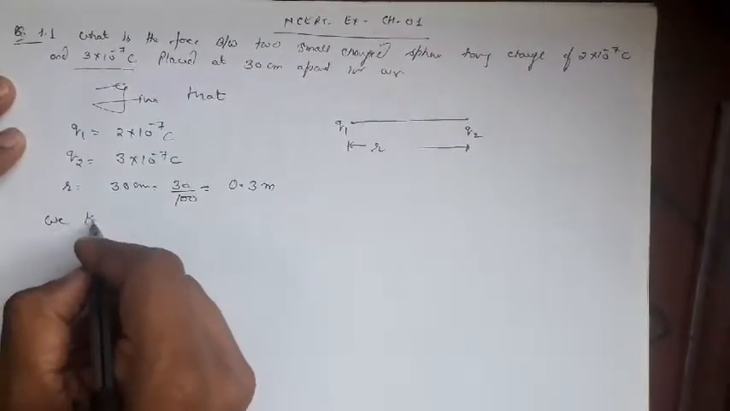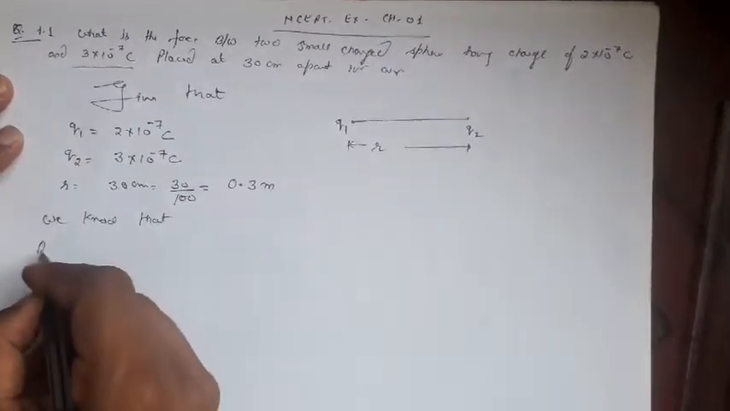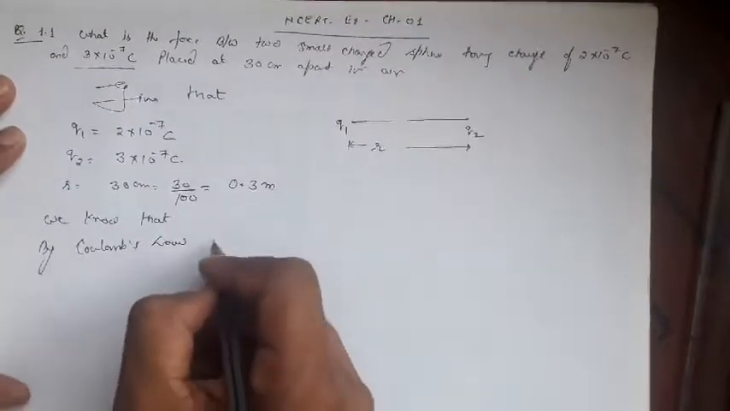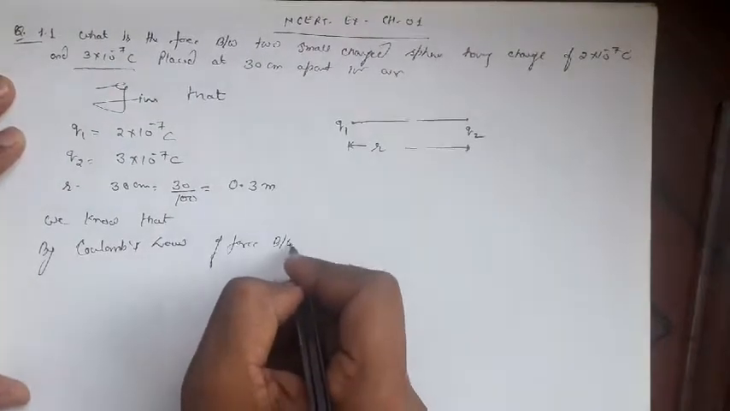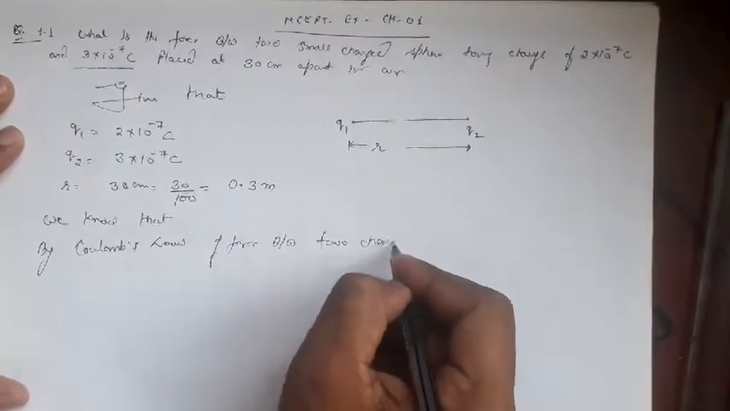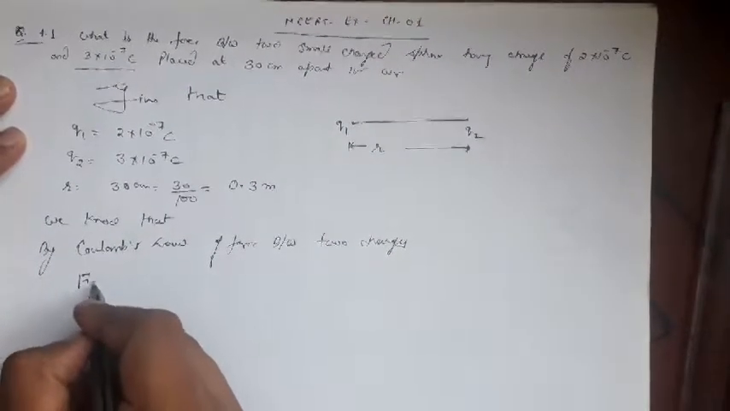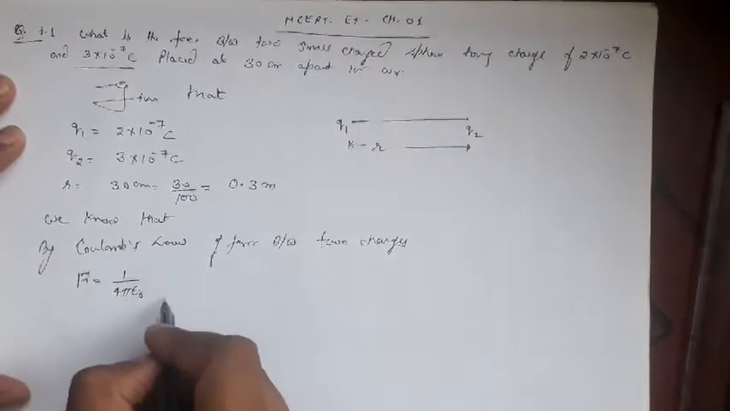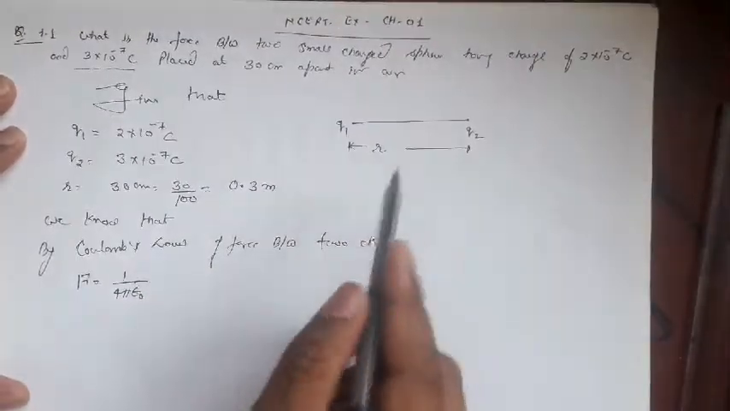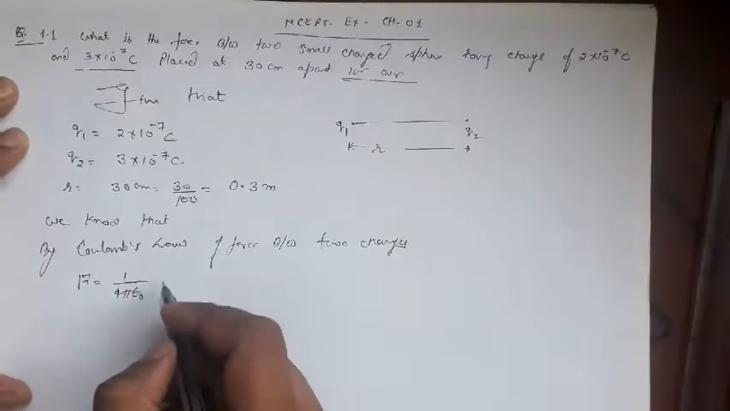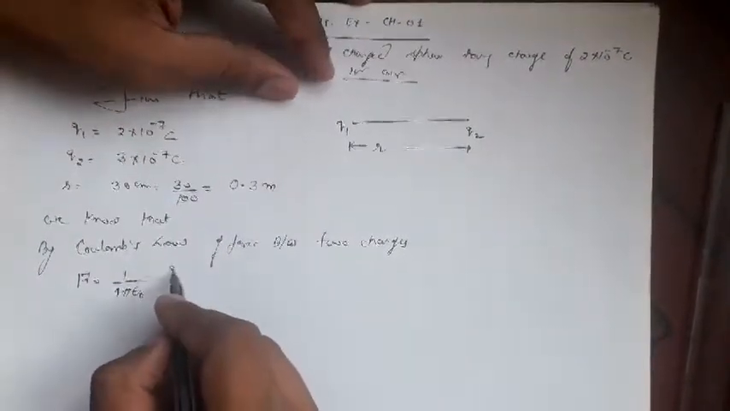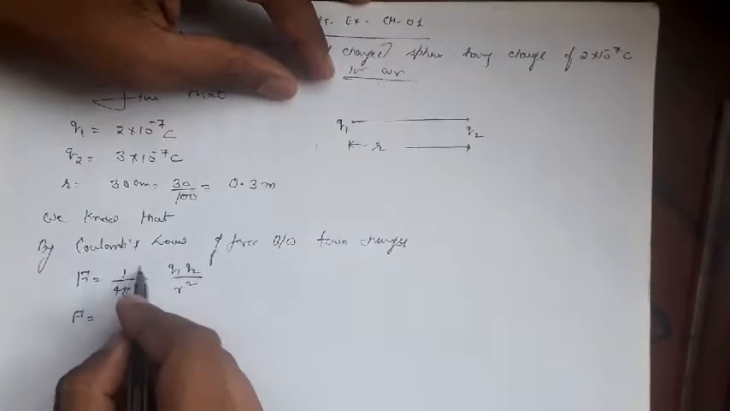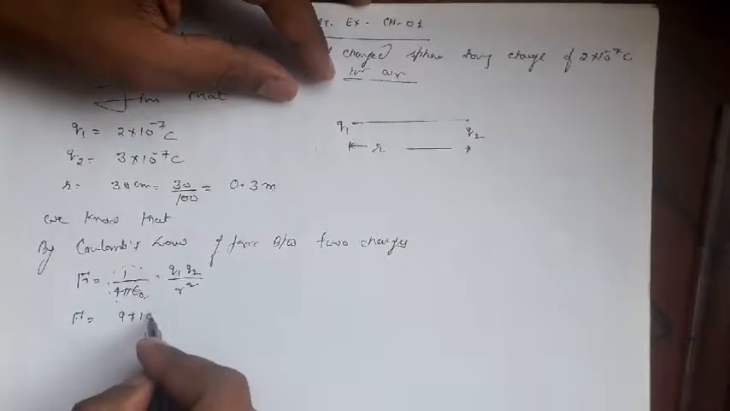We know that by Coulomb's law of force between two charges, F is equal to 1 upon 4 pi epsilon naught, the permittivity of free space or air. The charges are placed in air, so we can use this epsilon value, and Q1 Q2 upon R square for the value of force, and this constant value is 9 × 10^9.